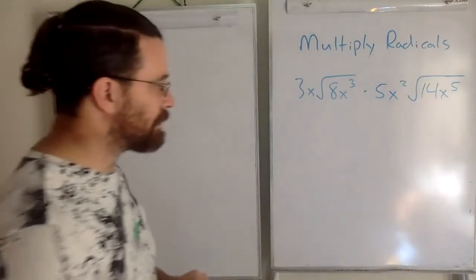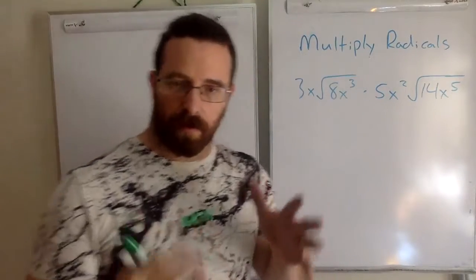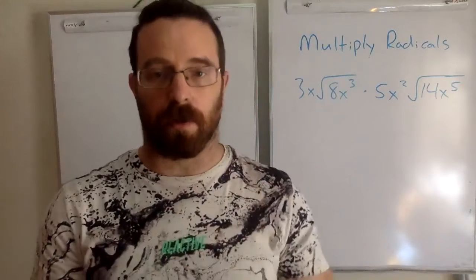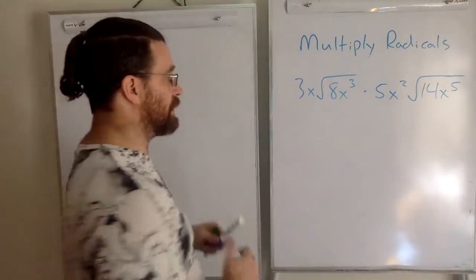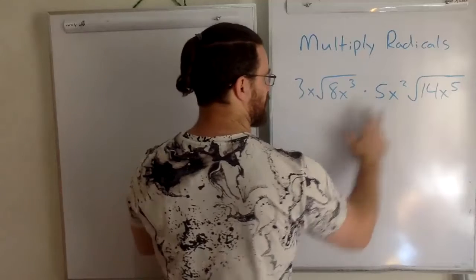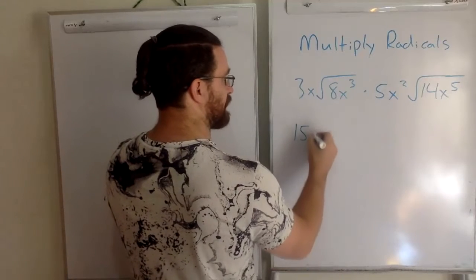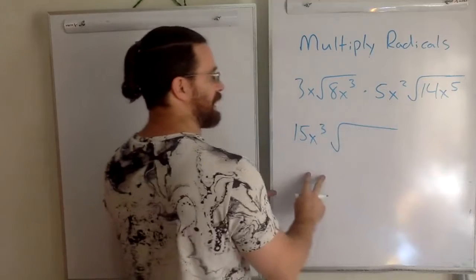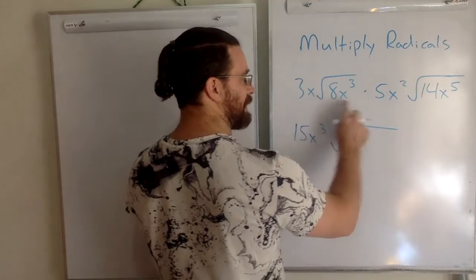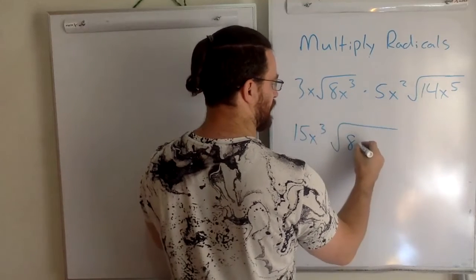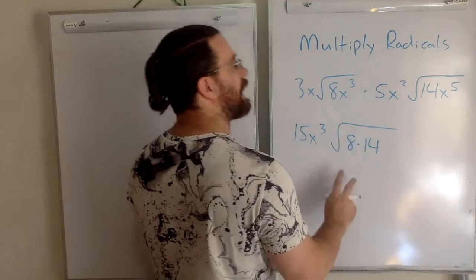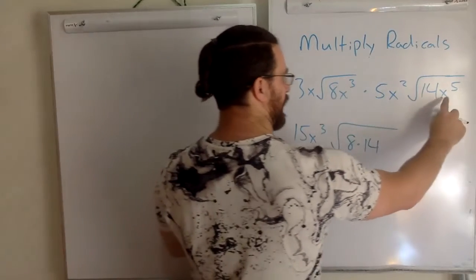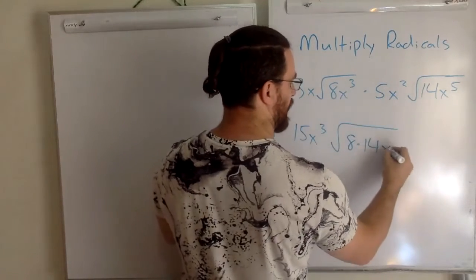All right. Now remember, just because there's variables in the problem, it doesn't mean the process changes. Process stays the same. We're going to start with outside times outside. So this times this is going to give me 15x cubed. On the inside, again, I'm just going to write the 8 and the 14. I'm not going to multiply them together, 8 times 14. I will, though, multiply the variables. X to the third and x to the fifth. That's going to make x to the eighth.